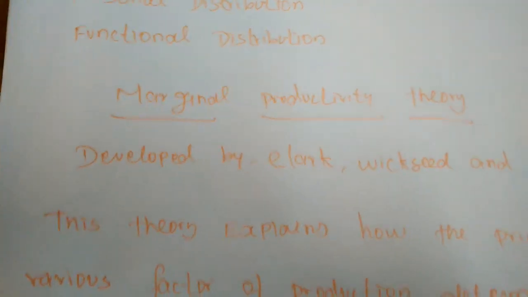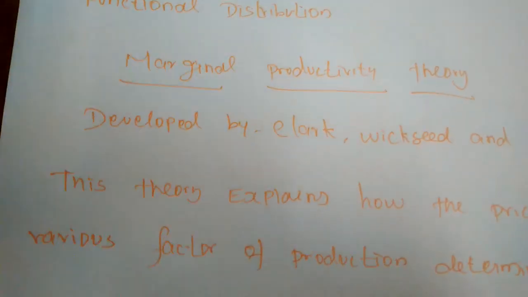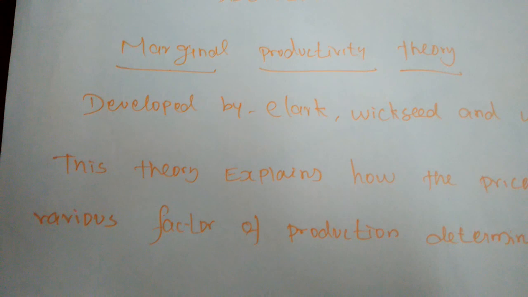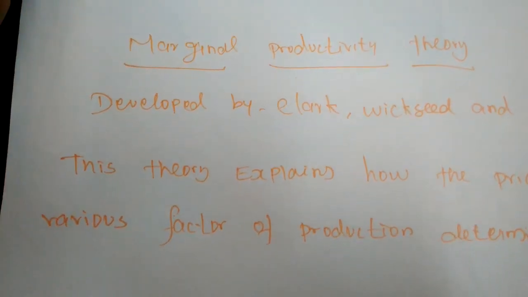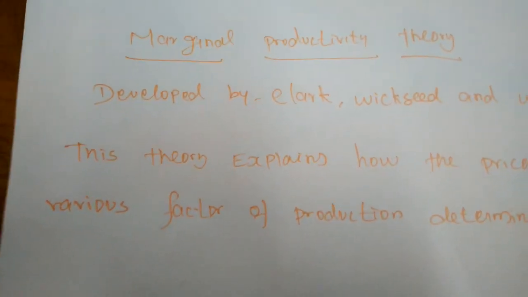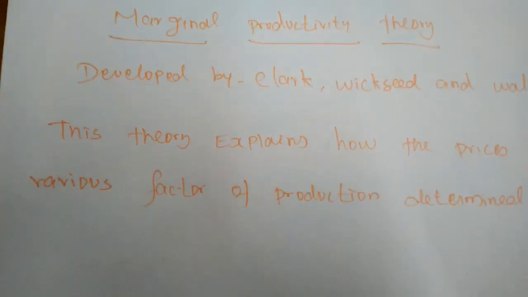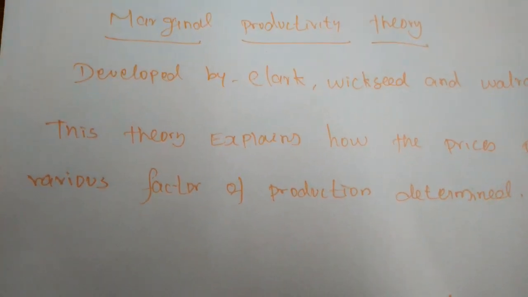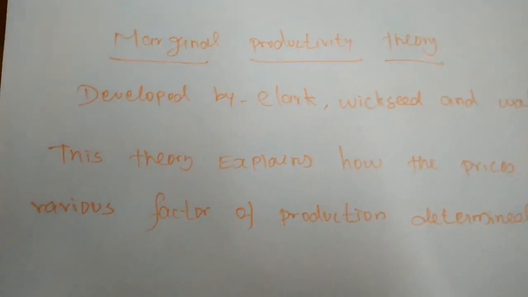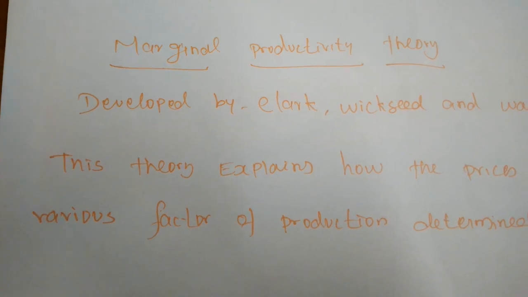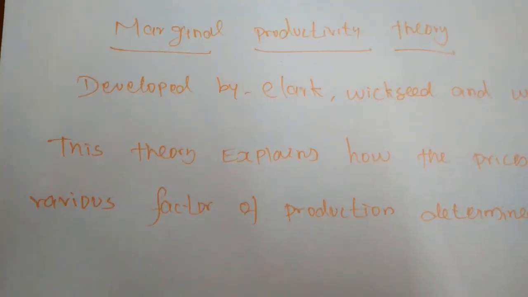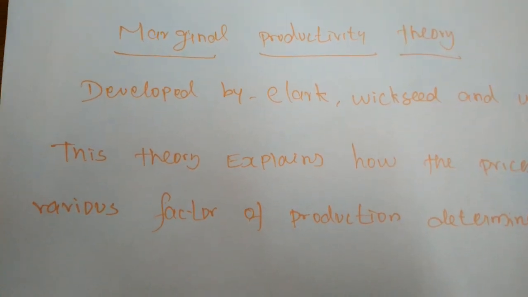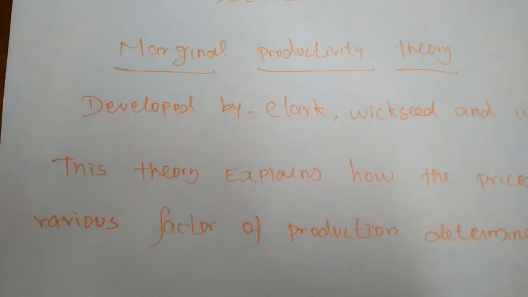Next, there are some theories in which the basis on which the factors of production get their remunerations is explained by different types of theories. Among these theories, the first one is the marginal productivity theory of distribution. According to this theory, all the factors of production will get their remunerations in the form of their productivity.